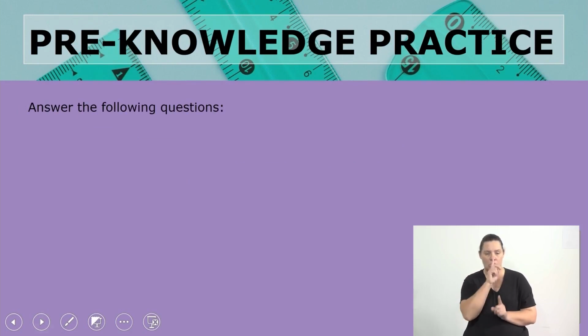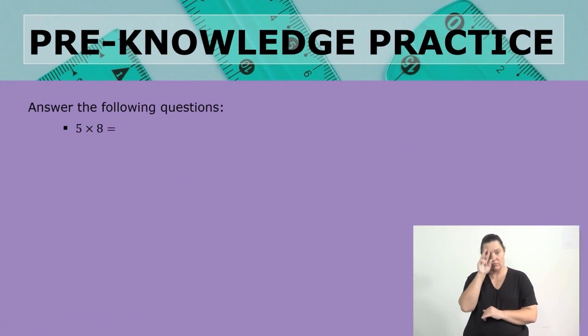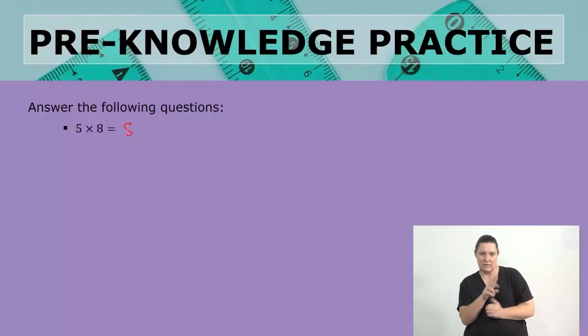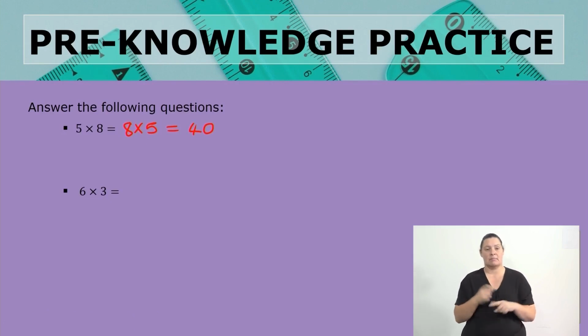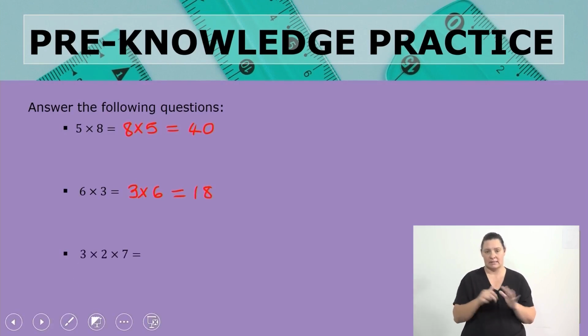Okay, let's look at some questions and see if we remember. So if I am multiplying 2 whole numbers, 5 times 8, remember that multiplication is also commutative. This means that I can also say 8 times 5. Whether we say 5 times 8 or 8 times 5, the answer will be the same, which is 40. That is just to remind you that multiplication is commutative. So 6 times 3. This can also be calculated as 3 times 6. And our answer there is 18.